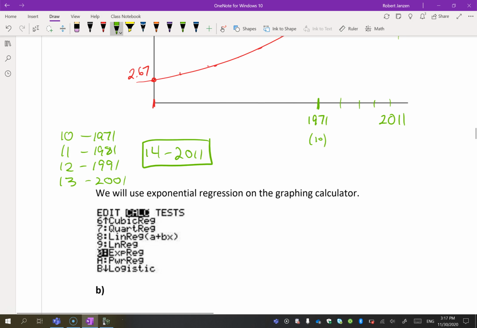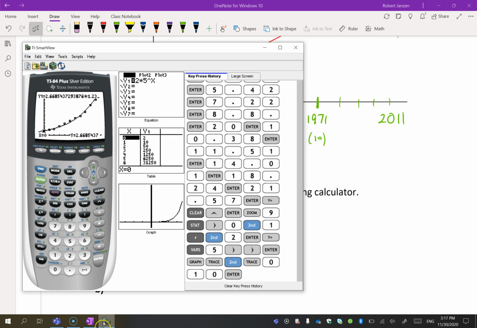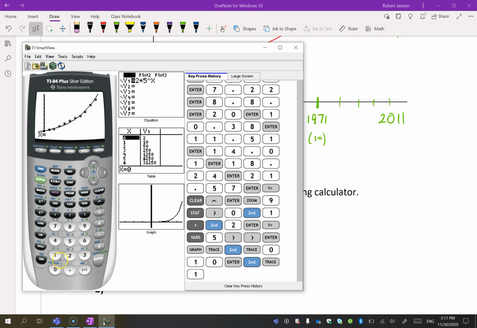So let's go to our equation here. What do we want to do? How do we find when x is 14? Well, we can use a calculator. We'll go here and say, let's put x as 14 and press enter.